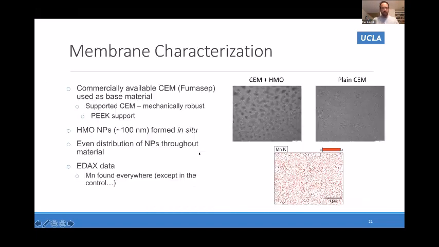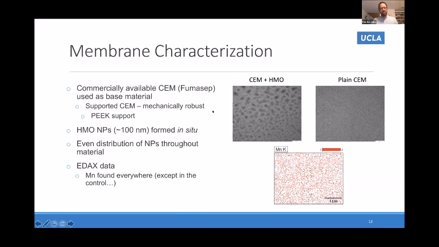So let's see what we did. We took a commercially available cation exchange membrane. We bought it from Fumasep. These are supported cation exchange membranes. It's very robust. It's actually kind of thick. It has a PEEK, polyether ether ketone, support. It's a little stiff, but it's very robust.